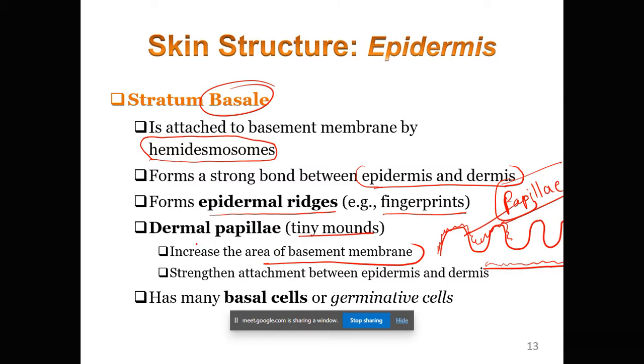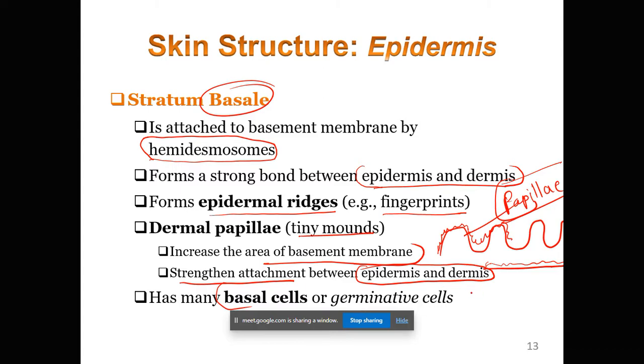Okay, so these dermal papillae, also known as tiny mounds, increase the area of the basement membrane. They strengthen the attachment between the epidermis and the dermis. So the function of the dermal papillae is to strengthen the attachment between the epidermis and the dermis. It also has many basal cells or the germinative cells.